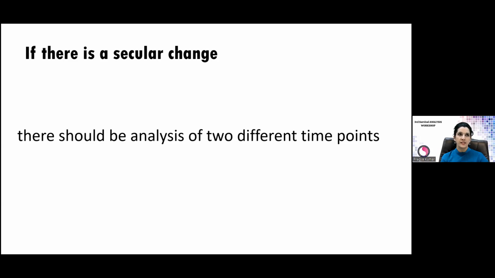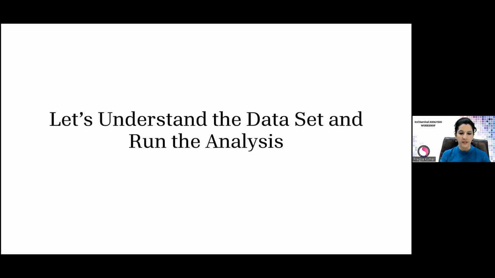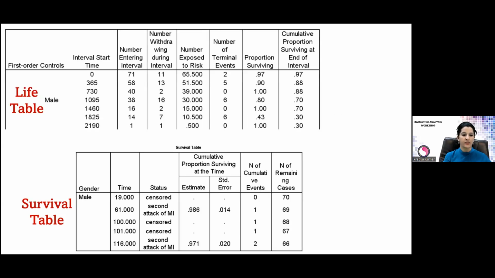So if there is a secular change, there should be analysis of two different time points. Like if the patients started a different treatment modality after 1 year, then you will analyze the period before 1 year separately and after 1 year separately. So now we'll see the data set.